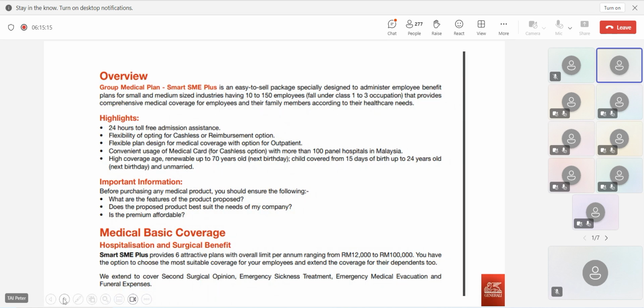Important information before purchasing any medical product, you should ensure the following. What are the features of the product proposed? Does the product best suit the needs of your company? Is the premium affordable? These are all the information that you need to explain to your customer. A lot of the time, the customer would have a allocation of premium to be paid for insurance for their staff benefit under the staff benefit category.